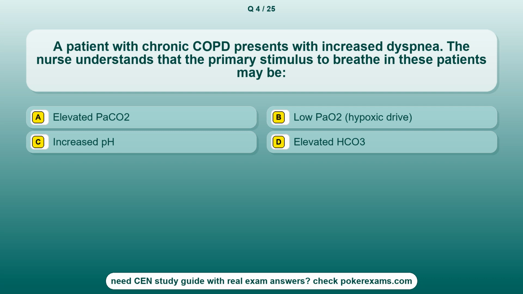Question 4. A patient with chronic COPD presents with increased dyspnea. The nurse understands that the primary stimulus to breathe in these patients may be option A. Elevated PaCO2. Option B. Low PaO2, hypoxic drive. Option C. Increased pH. Option D. Elevated HCO3.